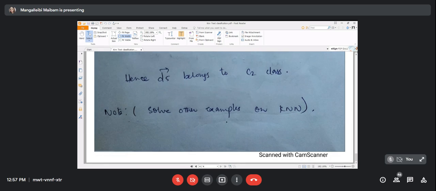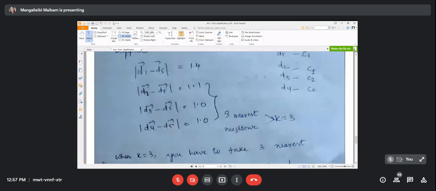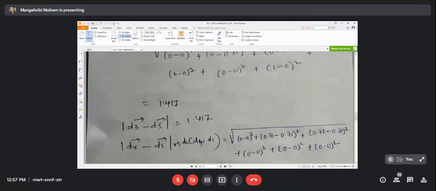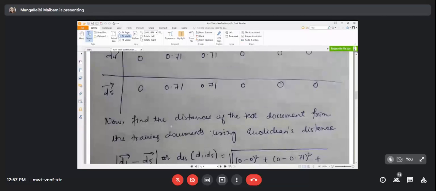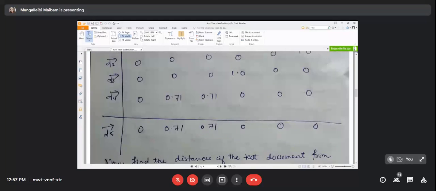So I'll be giving some examples on KNN where you can compute the calculations for k equal to 1 and k equal to 3. I hope this is somewhat easier comparatively with Rocchio's classification, because in Rocchio's classification we have centroid computation, then hyperplane computation, and comparison of the B value with the hyperplane values. So it's somewhat lengthier.